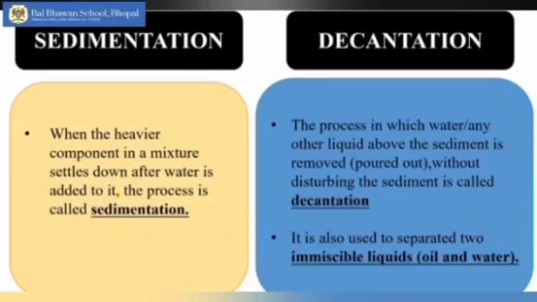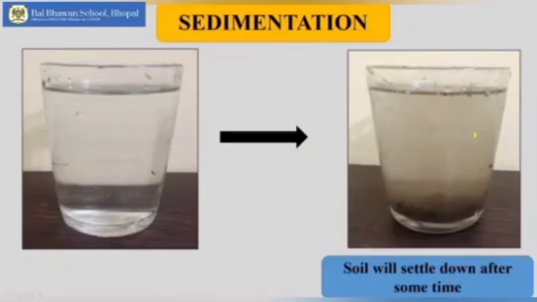Sedimentation is a process of settling down of heavier, insoluble particles in a mixture of water. The insoluble substances are called sediments. Here you can see in the slide that when this water is allowed to remain undisturbed for some time, then the impurities settle down in the form of a layer. This layer of impurities is called sediments.